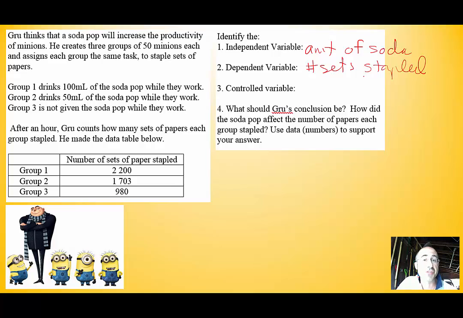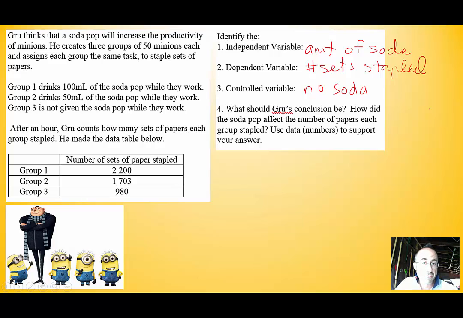Okay, the number of sets of paper stapled. Okay, that's what was measured. What was the product of that change, or what was the response to that change? Well, what was the controlled variable? The group that received no soda. Sorry guys, no soda for you. Okay, so they received no soda.